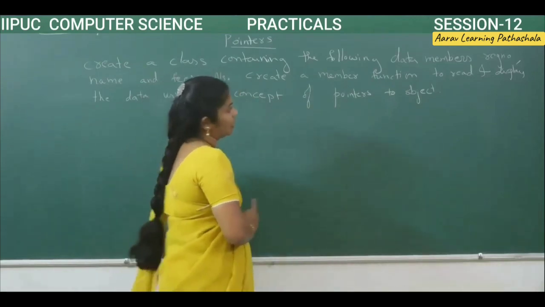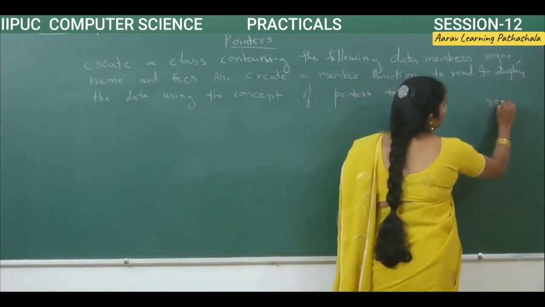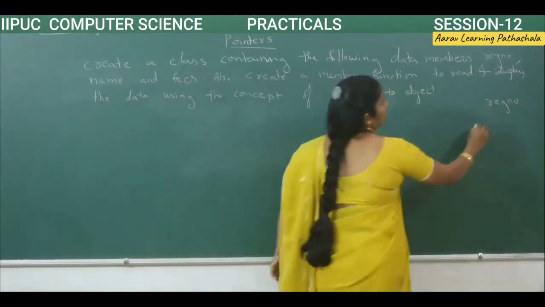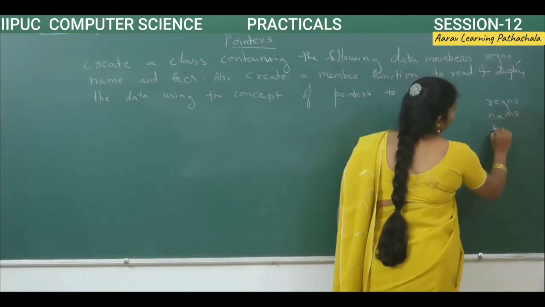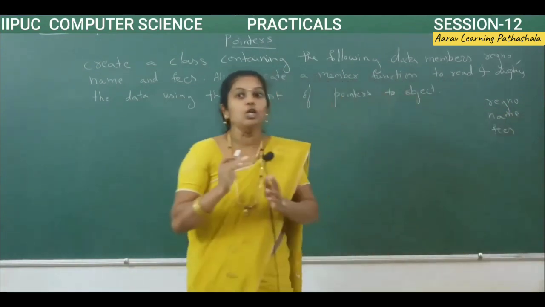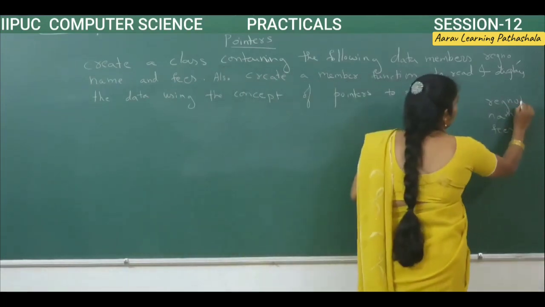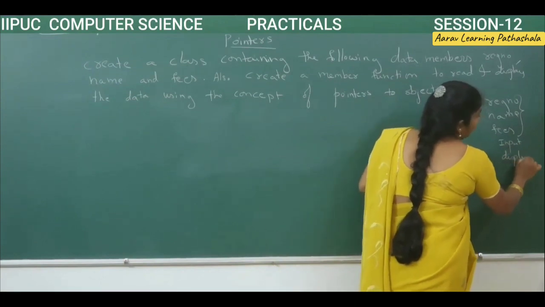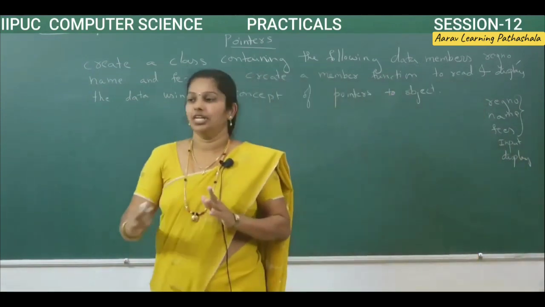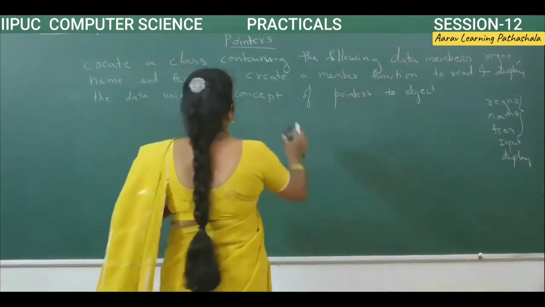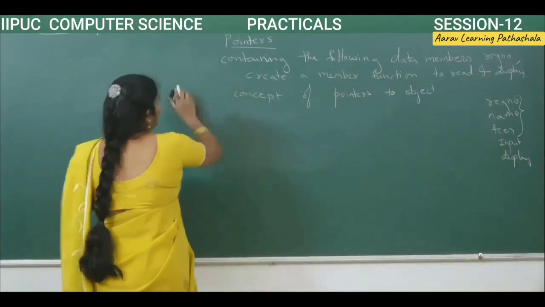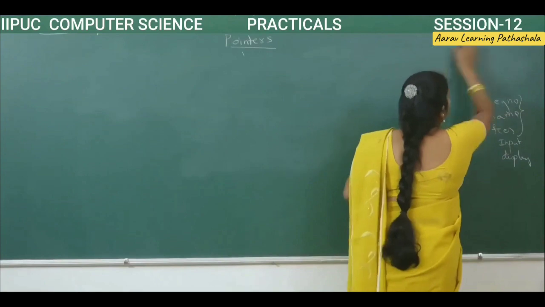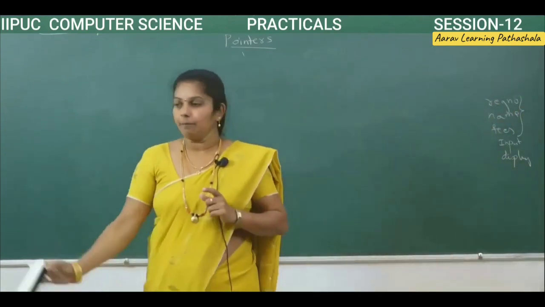Then which data members do we require here? One is register number, the second one is name, and the last one is fees. These are the three values we want to input and then display. We are not doing any calculation here. We have to just input these three values and display them using the concept of pointers to object. Now we will explain the program.